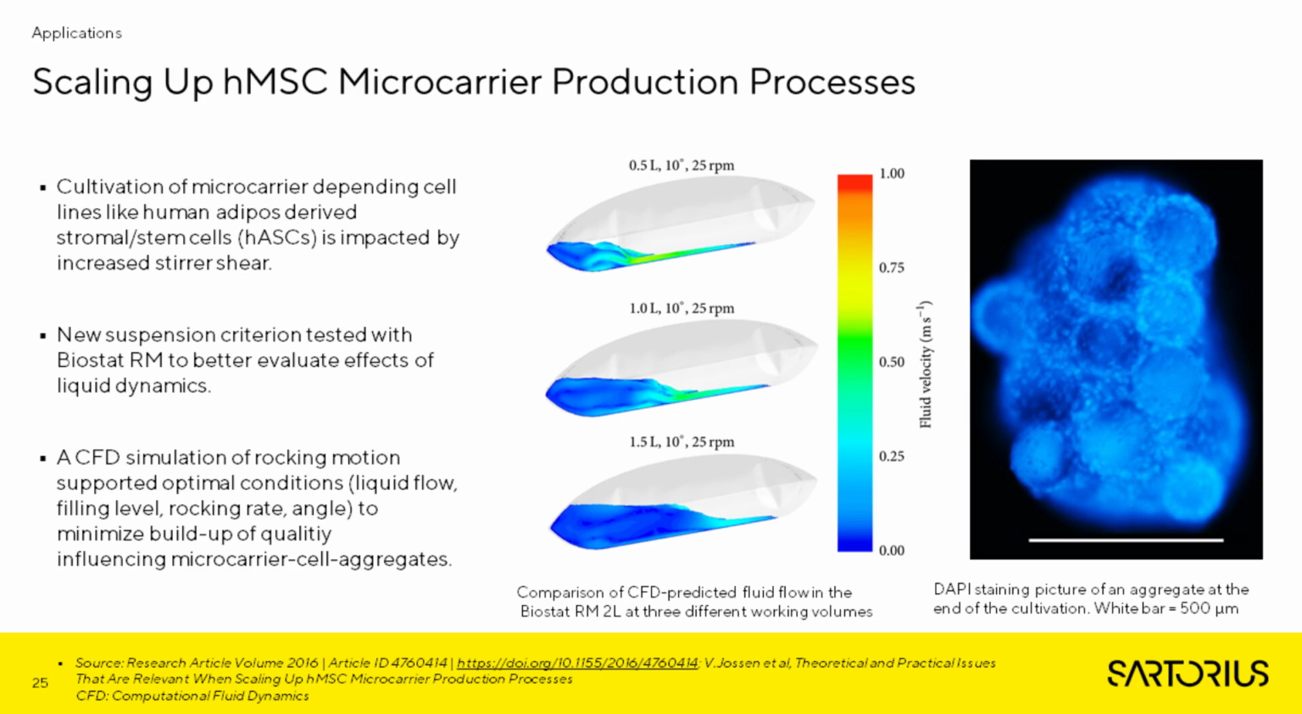But with this comparison here in the middle, you see the fluidic model in rocking motion bioreactors, depending on the filling volume: 500 milliliter on the top, 1 liter in the middle, and 1.5 liter in the bottom. And we can exactly predict and compare the fluidic velocity, the liquid flow, filling level, the rocking rate, and the angle to minimize the buildup of quality-influencing microcarrier cell aggregates. And in this publication, it was very nicely written that even those stromal or stem cells, depending on microcarrier cultures, can be cultured and predicted in rocking motion versus stirred bioreactor.